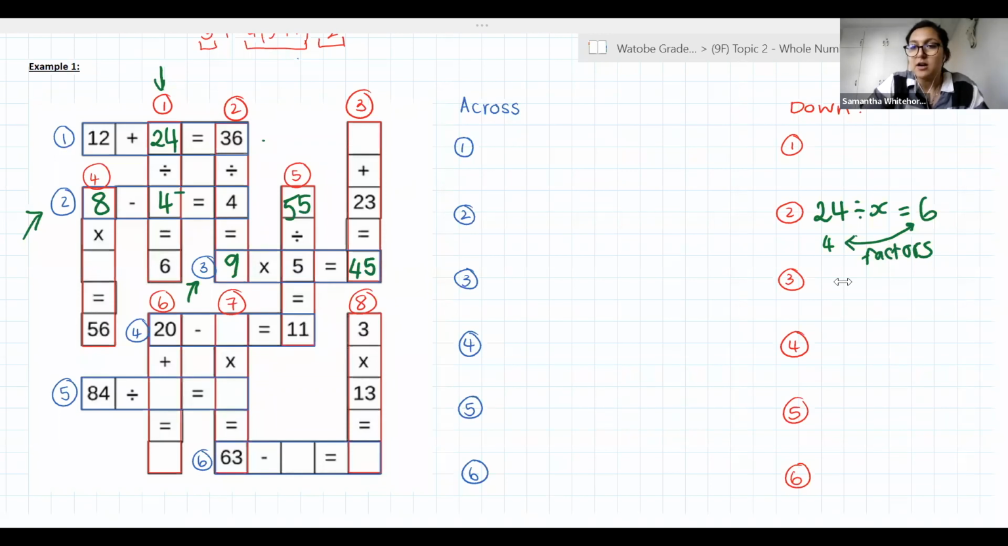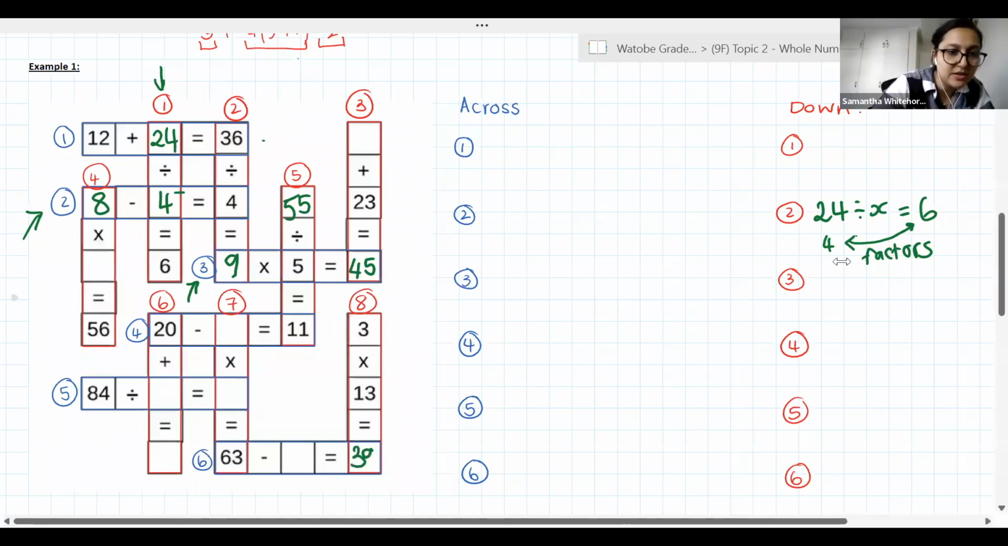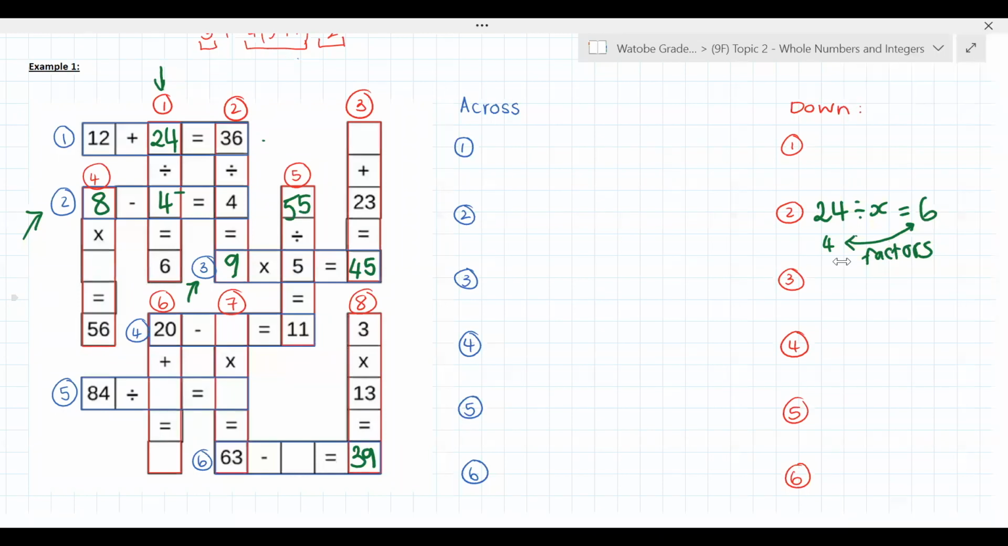Nana, Bridget, I see your hands up. Do you want to try one? Seeing as someone took your other one. Yes, ma'am. Okay. Ma'am, 8 down is 3 times 13 equals 39. Excellent. Well done. So 8 down, 39. Fantastic. Well done.